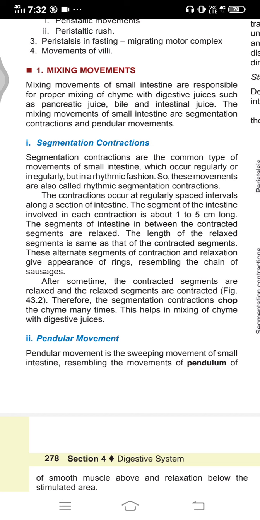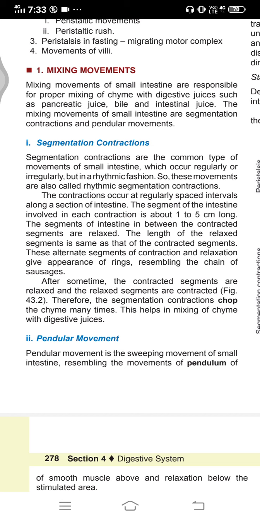The segments of intestine between the contracted segments are relaxed. Length of the relaxed segments is the same as that of the contracted segments. These alternate segments of contraction and relaxation give the appearance of rings resembling a chain of sausages. After some time, the contracted segments are relaxed and relaxed segments are contracted. Therefore, the segmentation contractions chop the chyme many times. This helps in mixing the chyme with the digestive juices.